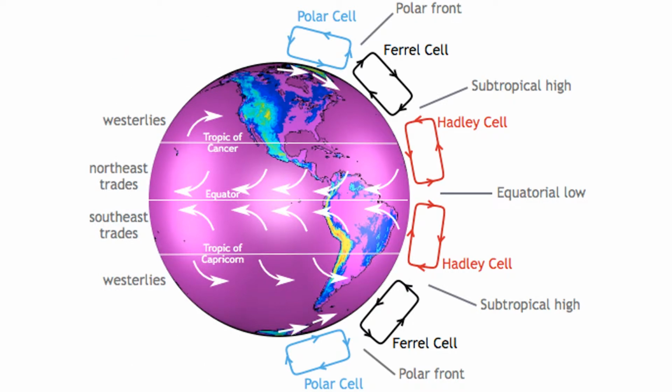The differences in air pressure and the Coriolis effect combined create three atmospheric cells north and south of the equator. These are known as Hadley cells, Ferrel cells, and polar cells. These atmospheric cells create our northeast and southeast trade winds and our westerly wind systems.